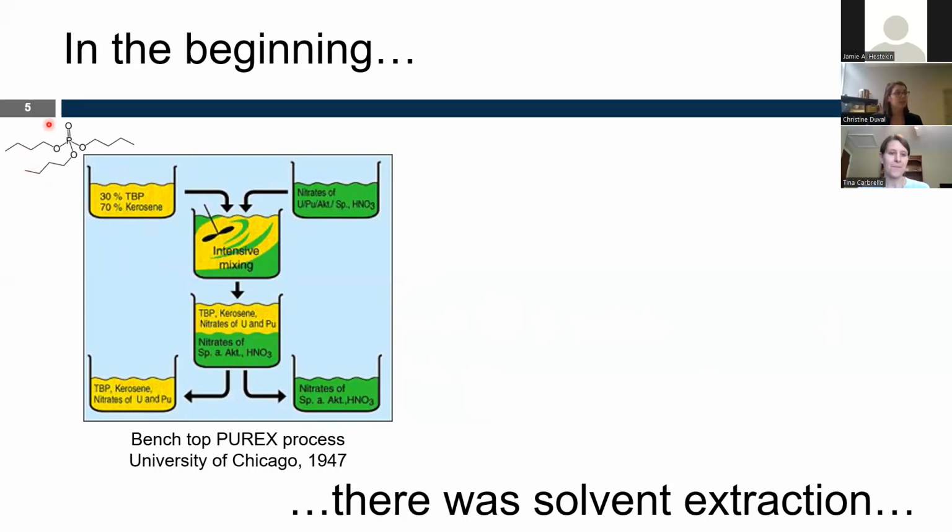They would take their selective ligand, which is this tributyl phosphate, dissolve it in kerosene, and they would mix that together with their irradiated fuel. So that was uranium, plutonium, and fission products, dissolve that in nitrates, mix those together, and then you would have a phase separation. So what we would see is that this tributyl phosphate would complex with the nitrates of uranium and plutonium and migrate into the organic phase, while the nitrates of all the other metal ions would stay behind in solution. And so this was the very first benchtop way of doing this purification.